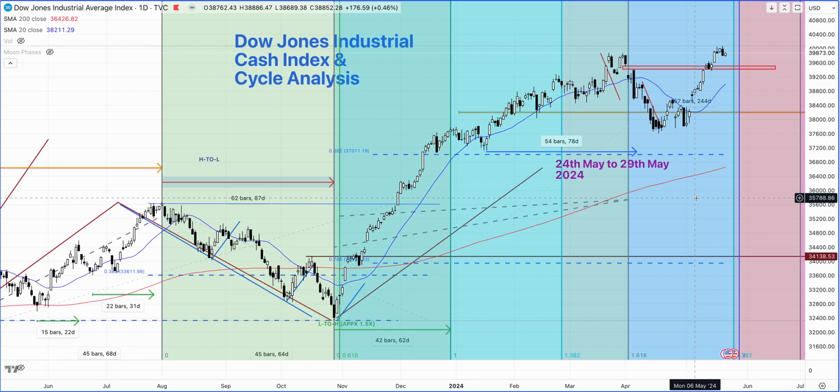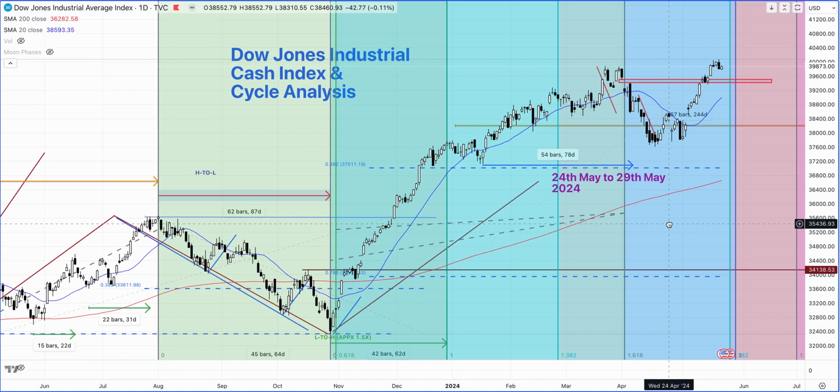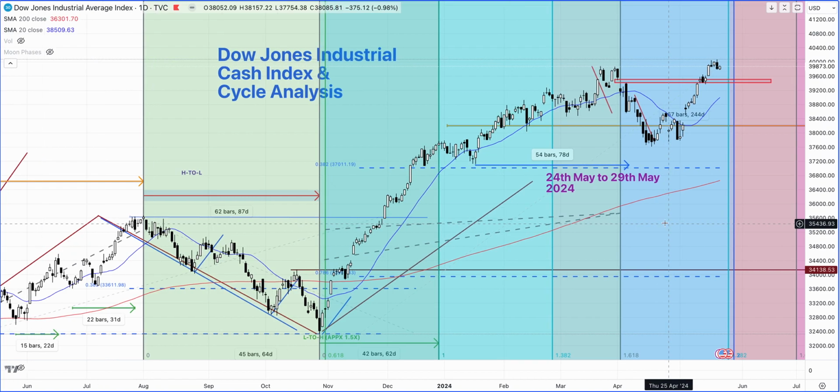Now, the actual low could come early as well. And the way we typically look at the timing is we give it 2 to 3 trading days on either side. So we're getting into that range. We'll see how the markets give the price action to us, and what will happen once we get into this timing zone.